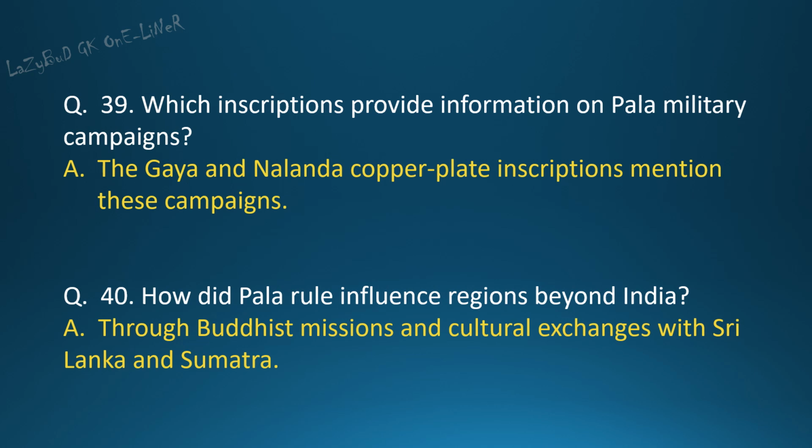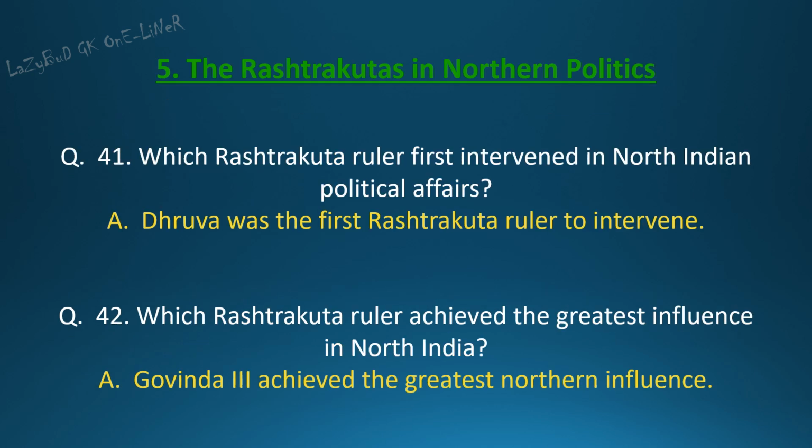Question 40. How did Pala rule influence regions beyond India? Answer. Through Buddhist missions and cultural exchanges with Sri Lanka and Sumatra. Section 5. The Rashtrakutas in northern politics. Question 41. Which Rashtrakuta ruler first intervened in North Indian political affairs? Answer. Dhruv was the first Rashtrakuta ruler to intervene.